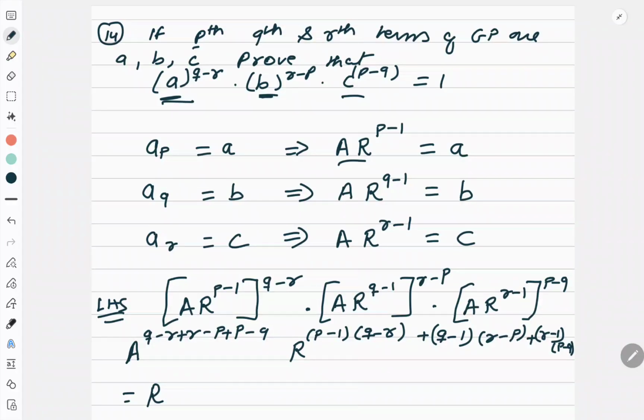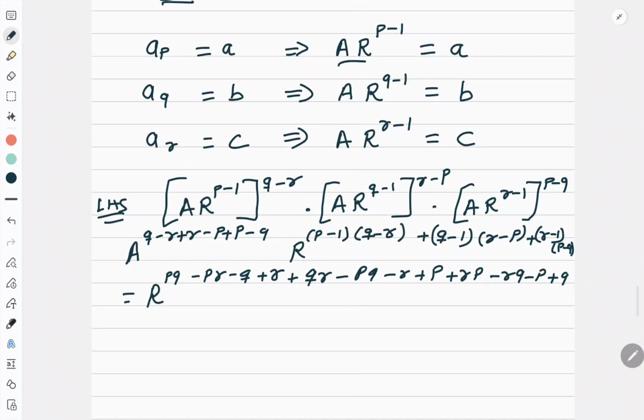Let me solve. What is the first term? PQ minus PR minus Q plus R. Plus QR minus PQ minus R plus P plus RP minus RQ minus P plus Q. Correct? So the power of r, I know it should come 0. So even if it is not coming, you should cross check where you have done a mistake.